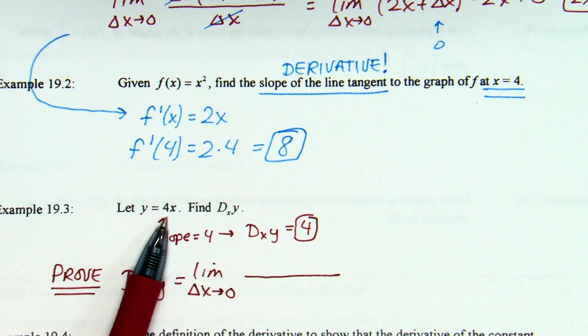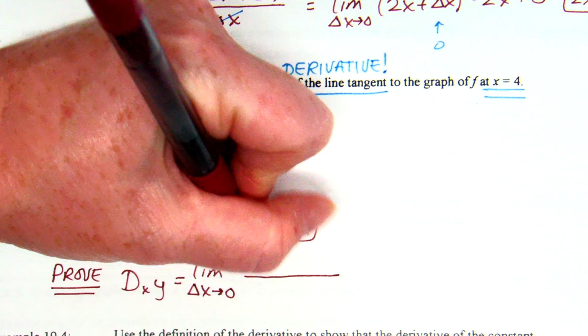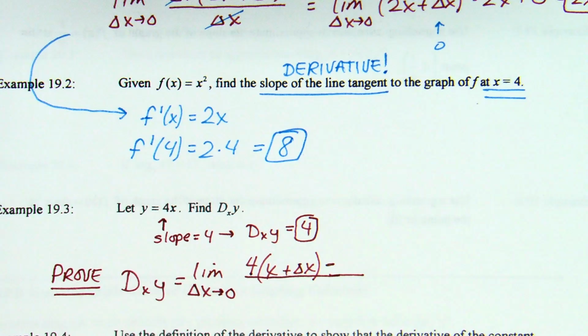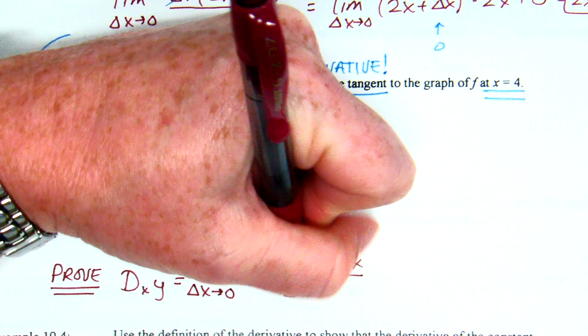So my equation was 4 times x. So now instead it's going to be 4 times, what am I using in place of x? X plus delta x. Then what's the next part of my formula say? Minus f of x. What is f of x? Just your original function, which is 4x. All over delta x.